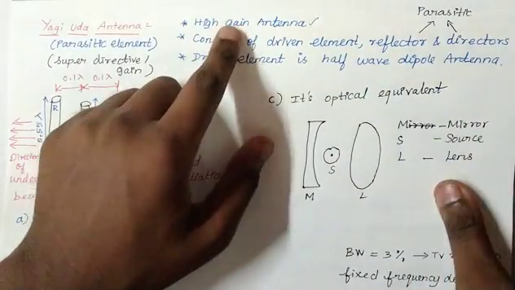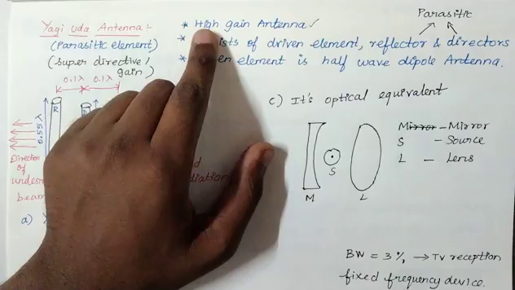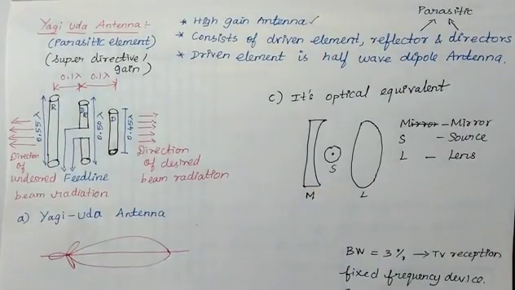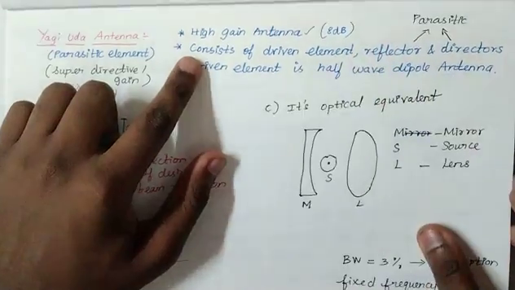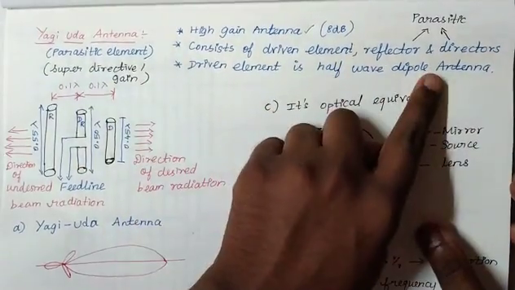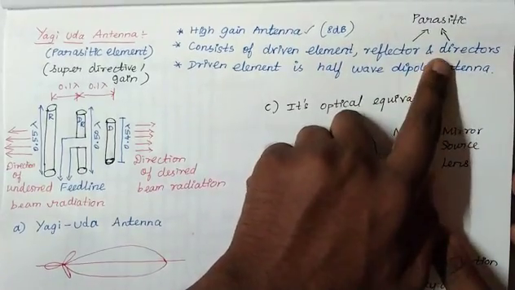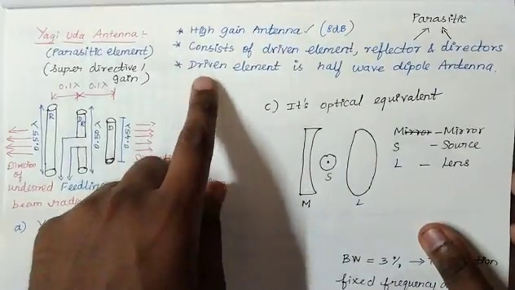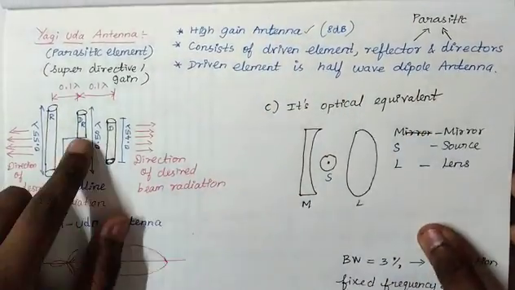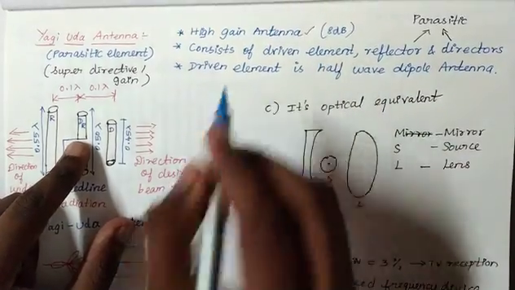So we have to write the description in terms of this being a high gain antenna. The gain should be around 8 dB. It consists of a driven element, a reflector and directors. The number of directors is one or more than one. The driven element is a half wave dipole antenna.